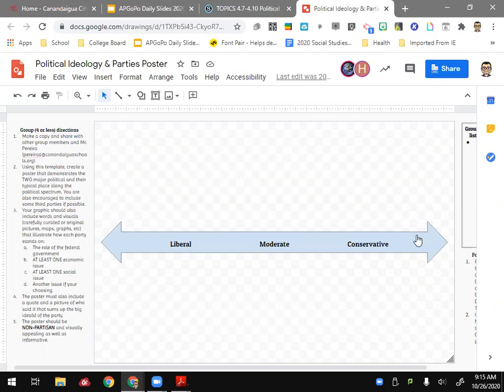Now, this graphic says to create a poster that demonstrates the 2 major political parties and their typical place along the political spectrum. You're also encouraged to include some 3rd parties if possible. Libertarian is probably a really good one, because you're going to find they're liberal on this and conservative on that. You might have it in a couple different places. But you definitely want to have the Democrats and Republicans in here.